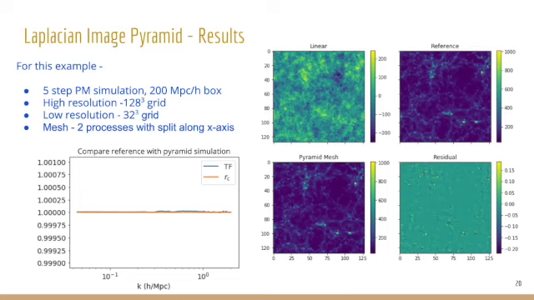So no parallelization. This is what we did with 2 processes, where we split our mesh along the x-axis, and the low mesh resolution was 32 cube. So in this case, the communication for the FFT is done on 32 cube instead of 128 cube. That brings it down by a factor of 4 cubed in terms of data volume. And what I'm showing here is the transfer function and cross correlation between the reference simulation and the pyramid simulation. So we get sub-percent accuracy, at least on this test case.